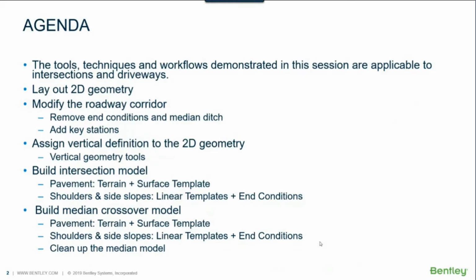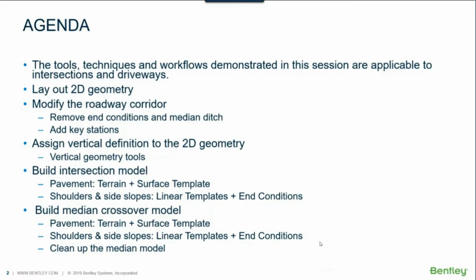One thing in OpenRoads Designer that's important to begin to understand is that when we say geometry, that could mean station geometry, meaning main lines and vertical alignments, but that geometry could also mean edges of pavements, flow lines of ditches, back of curbs, shoulders, and other things as well. So that's where I'm using the term geometry. We'll lay out the 2D geometry, make modifications to the roadway corridor, then vertically define our 2D geometry by using profiles and vertical geometry tools.